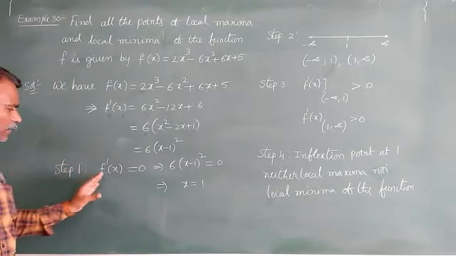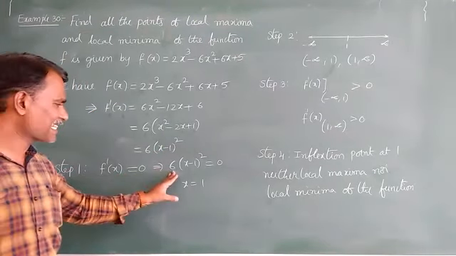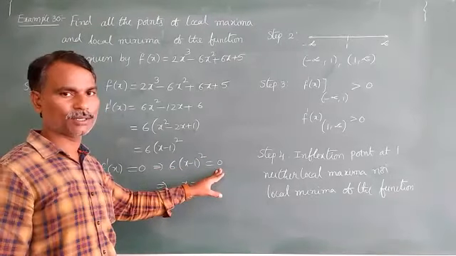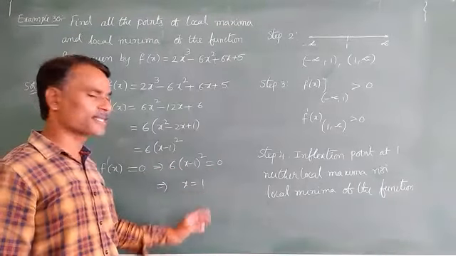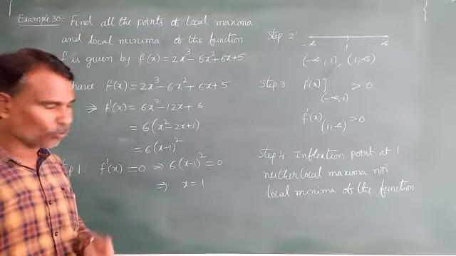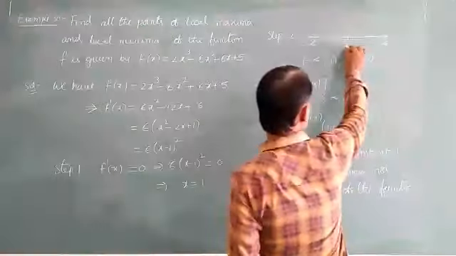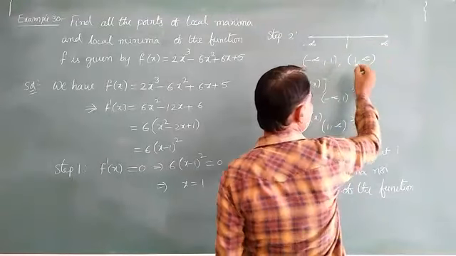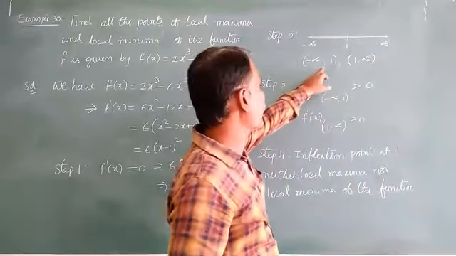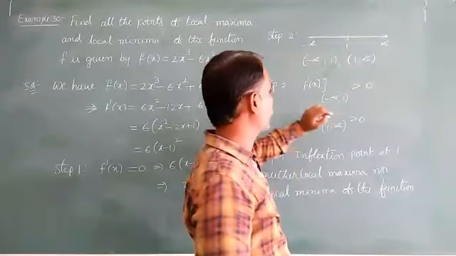Now step 1: first derivative is equal to 0. That means 6 into x minus 1 whole square equal to 0, which obviously gives x is equal to 1. We will get only 1 point. So then step 2: that one critical point divides the real number line into two disjoint intervals, minus infinity comma 1 and 1 comma infinity.